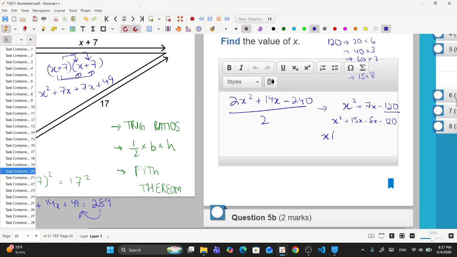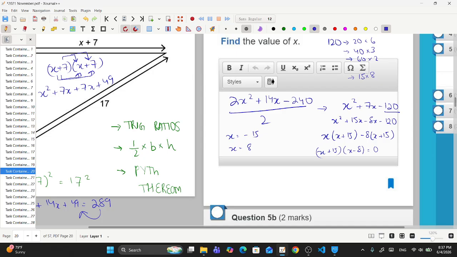Then take x as common. Within the bracket, you will have x plus 15. Take minus 8 as common. Within the bracket, you will have x plus 15 again. x plus 15 is one of the answers and x minus 8 is one of the answers. But as you know, you'll have to take the negative values of each value to get to the accurate values, right? So one value of x is going to be negative 15 and the other one is supposed to be positive 8. Now, which one of the values are we going to be considering?